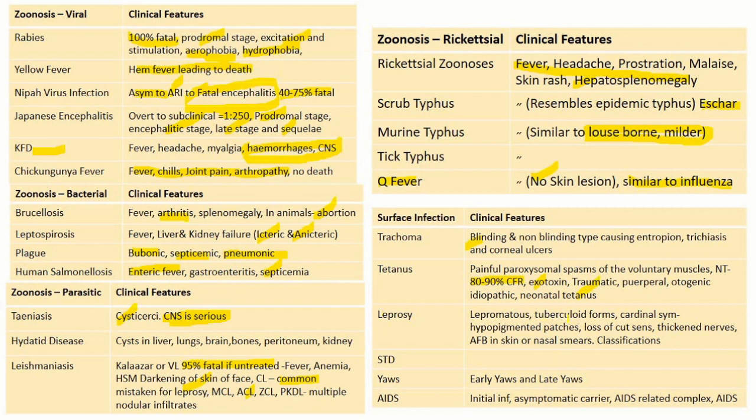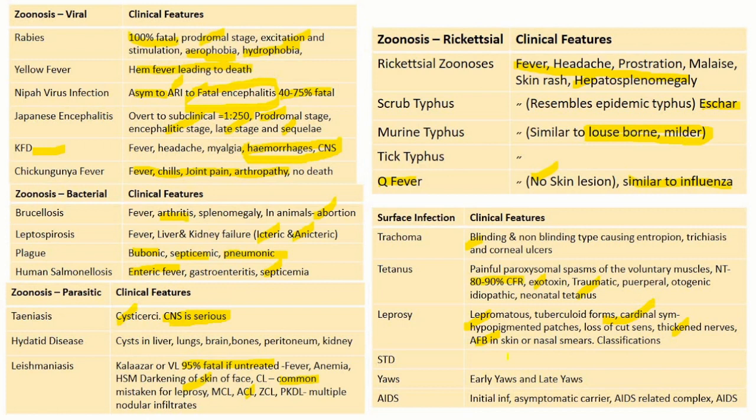Leprosy: lepromatous and tuberculoid forms will be there. Cardinal symptoms will be hypopigmented patches, loss of cutaneous sensation, thickened nerves, and acid-fast bacillus in skin or nasal smears. There are many classifications like Madrid classification, Indian classification, and bacteriological classification. And the treatment will be based on the bacteriological classification, again, paucibacillary and multibacillary.